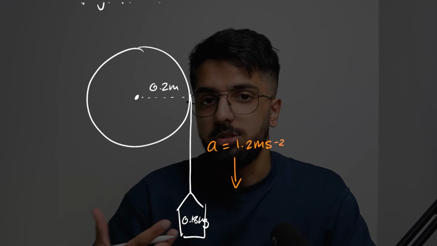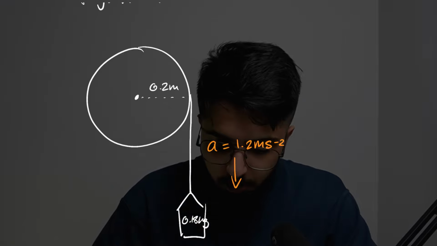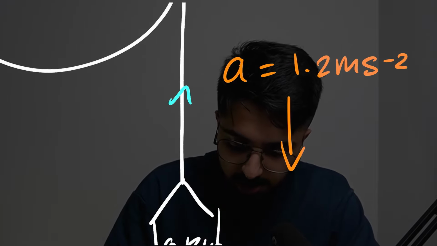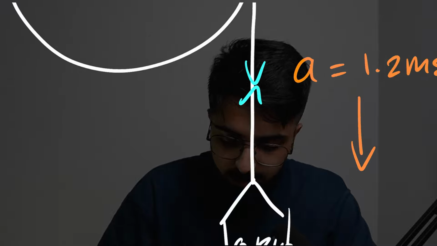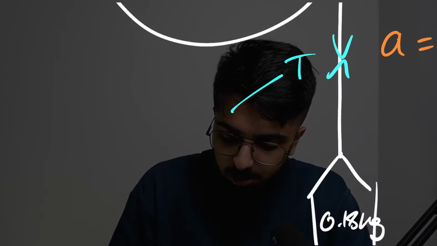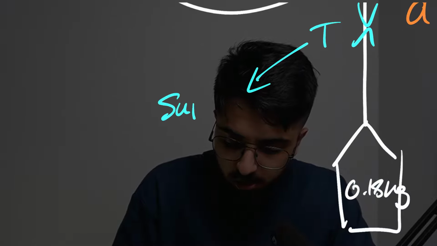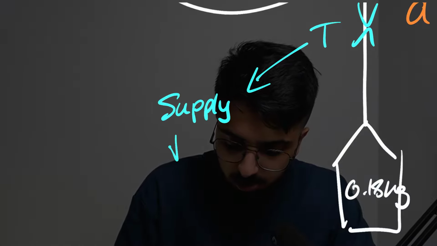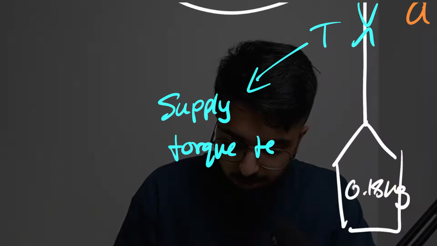With our knowledge of physics and Newton's third law, we know that there is a tension in this rope, and this is going to be a force pair, which we can label as tension T. This tension is the tension that is going to supply the torque to the wheel. Okay, supply torque to flywheel.